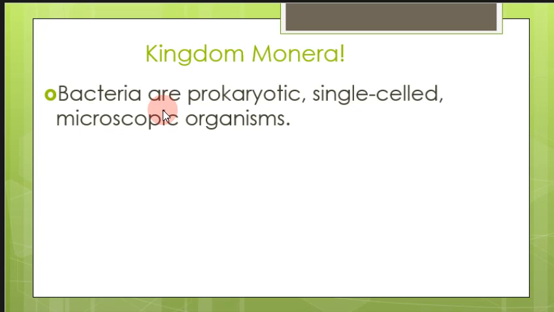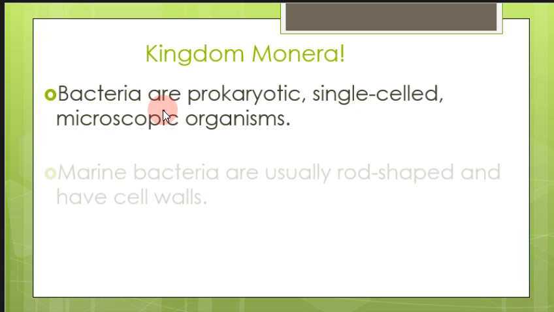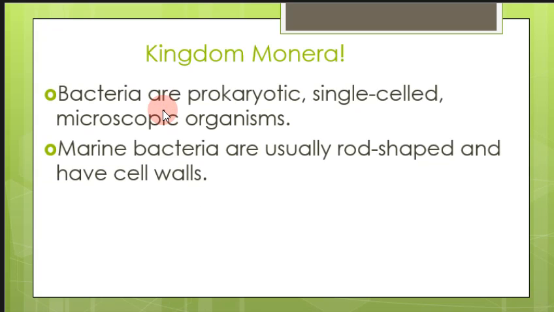Some of them do cause disease. Those are the bad guys that give them a bad name. Marine bacteria are usually rod-shaped. They usually have cell walls. Keep in mind, they also have to deal with the salt, just like we talked about last time, how animals have to come up with a strategy to deal with the salt. So do the bacteria. Their cell walls typically will do that for them.